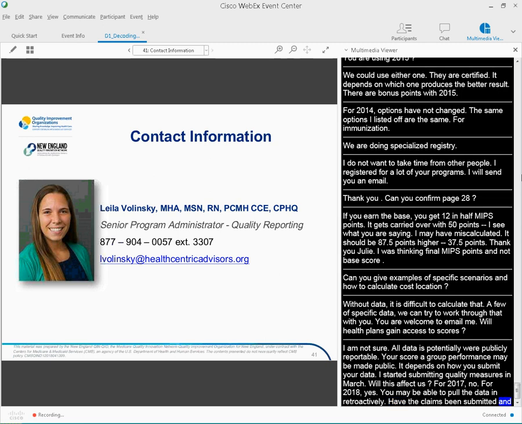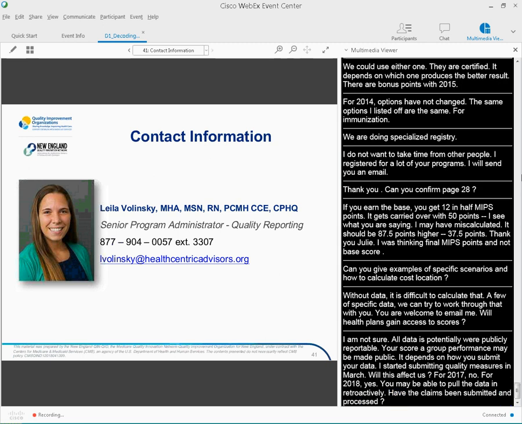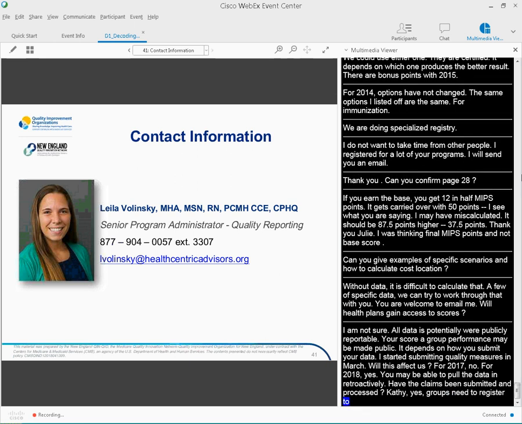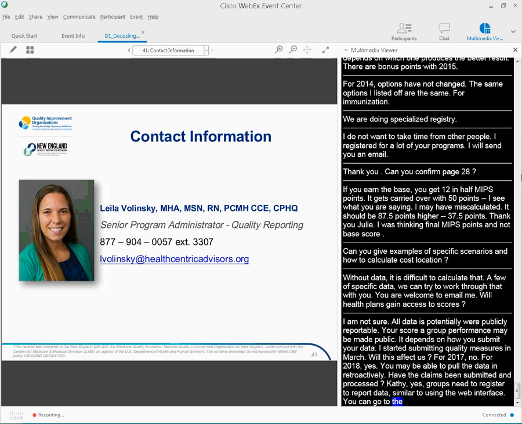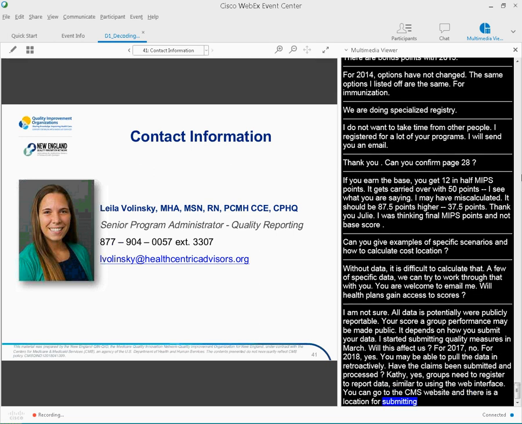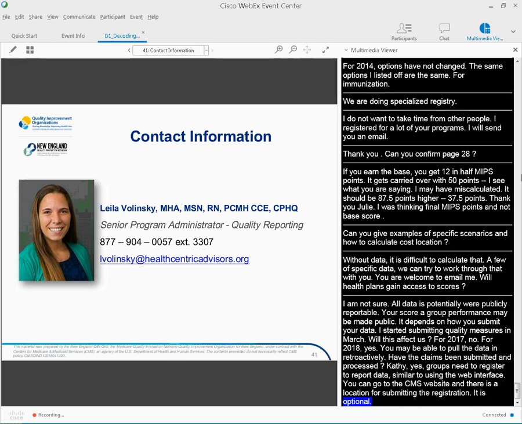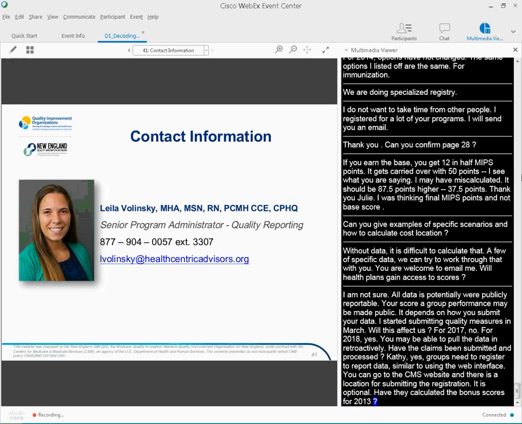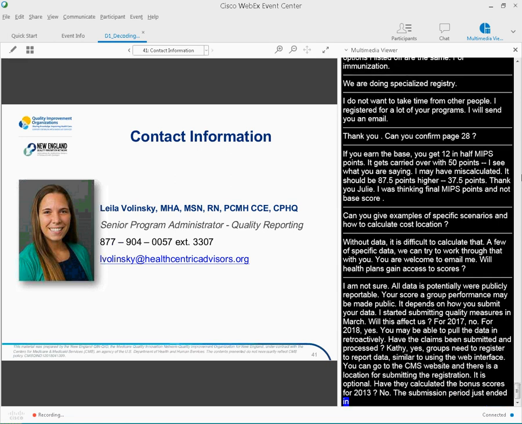Kathy, yes, groups do need to register to report CAP data. It's similar to using the web interface. So you can go to the CMS website and there is a location for submitting that registration. And CAP is still optional, so you don't have to do that if you don't want to. Have they calculated the bonus scores for over 70 for 2017? No, not yet, because the submission period just ended at the beginning of April. So that would be coming in July on your final report.